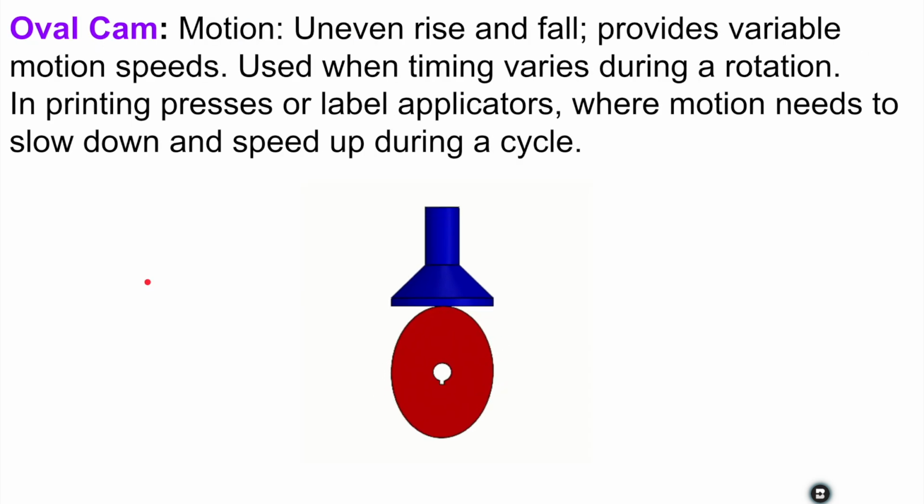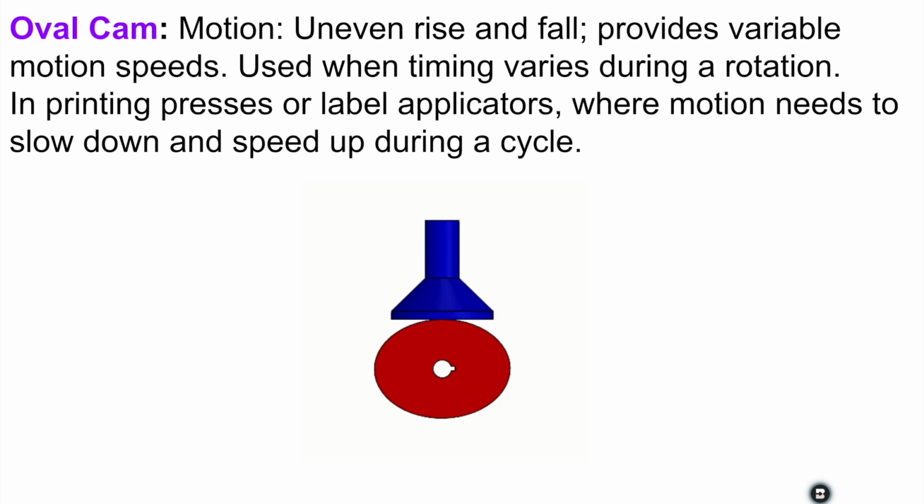An oval cam has a motion that is uneven in the rise and fall. It provides variable motion and speeds. It's used when timing varies during a rotation, in printing presses or label applicators, where motion needs to slow down and speed up during a cycle.